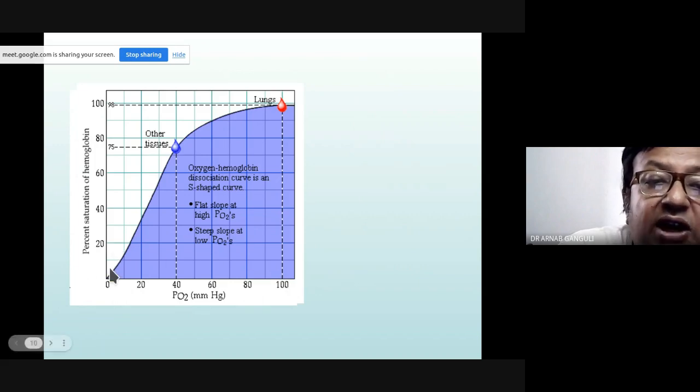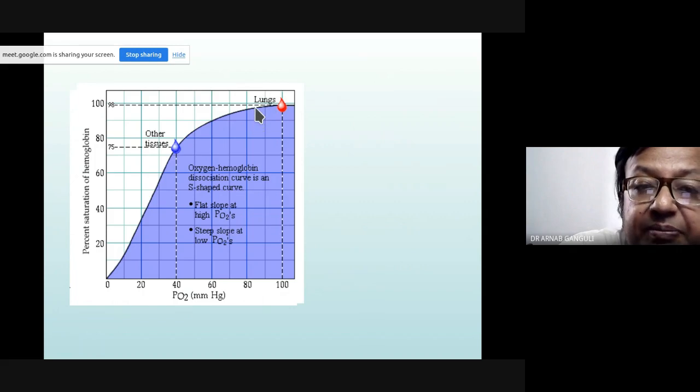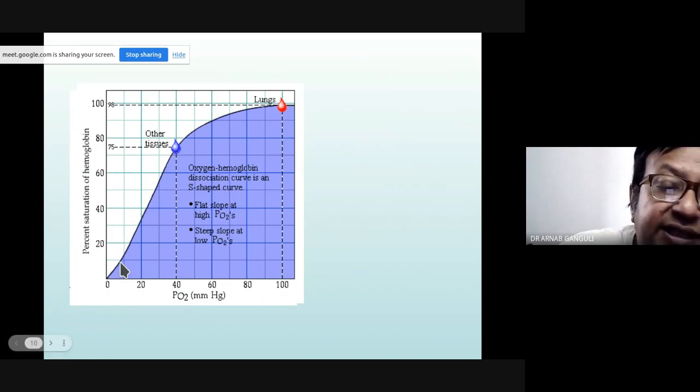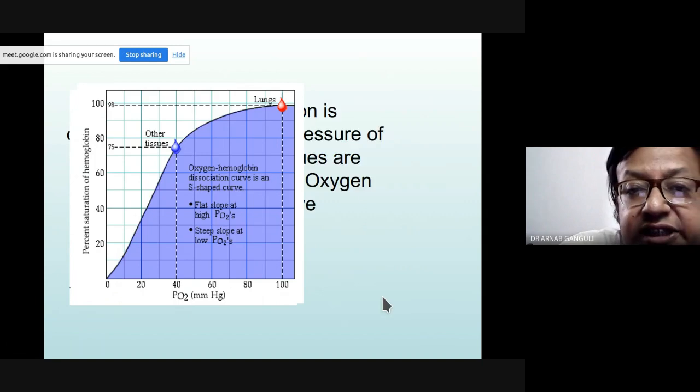So this is an S-shaped curve. The oxygen dissociation curve is an S-shaped curve. It has a flat slope at high partial pressure of oxygen, you have seen this is flat, and a steeper slope at lower pressures. The first one takes some more time. So this is an oxygen dissociation curve.